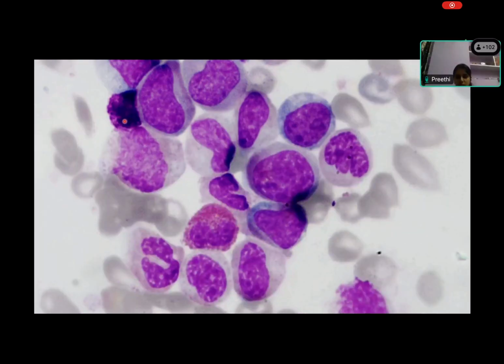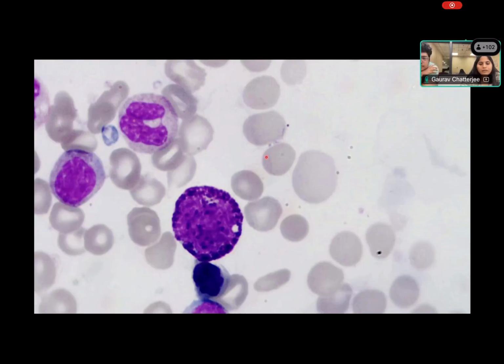It is a basophil. Yes. Okay, so we have myelocyte, metamyelocyte, we have eosinophil that are there. We have basophil, so shift to left. And so what is this cell? Nucleated RBC. Correct. So we have basophilia.